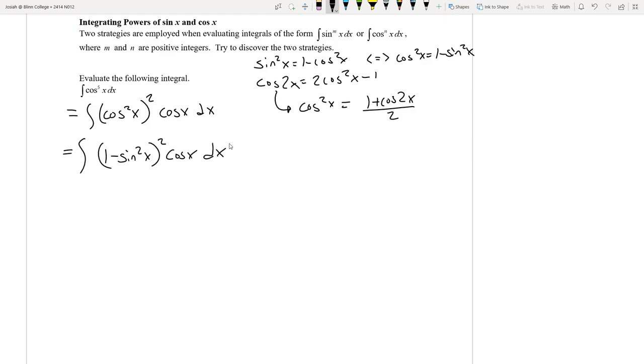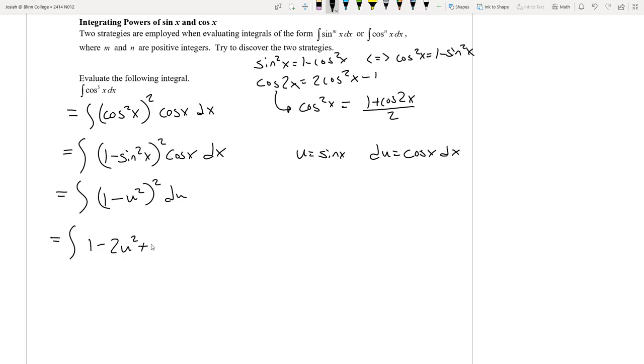All right. And so what we'll do then is we'll go ahead and do a u substitution. We may as well do it right now. So we'll let u be equal to sine of x, because we have that du then is going to be cosine of x dx. And this will make this integral much easier to handle. 1 minus u squared du. All right, so we can go ahead and square this, FOIL it out. 1 minus 2u squared plus u to the 4th du.